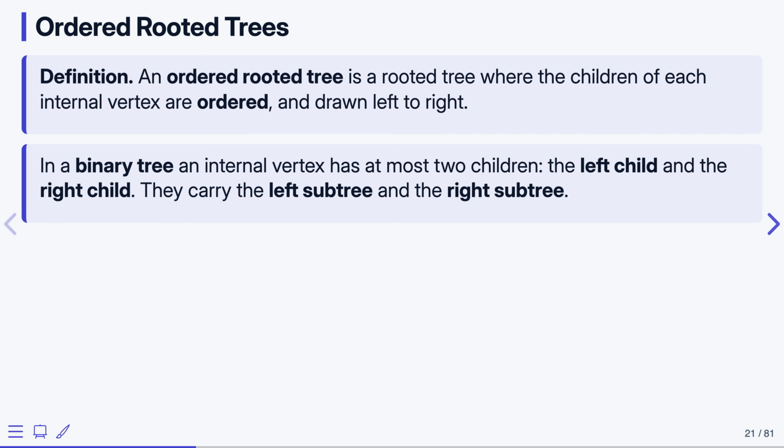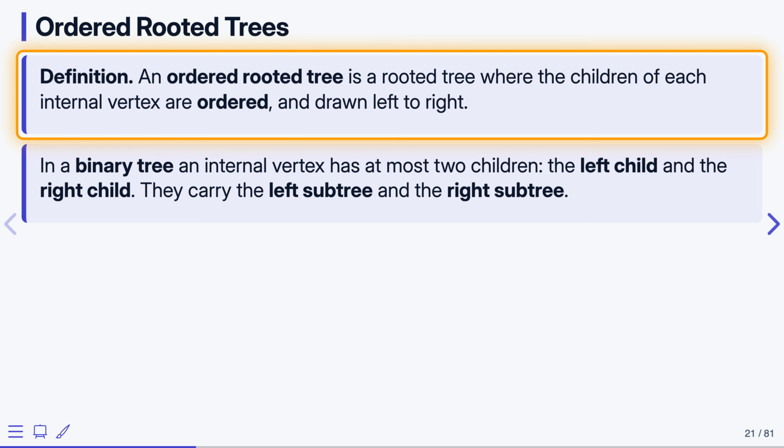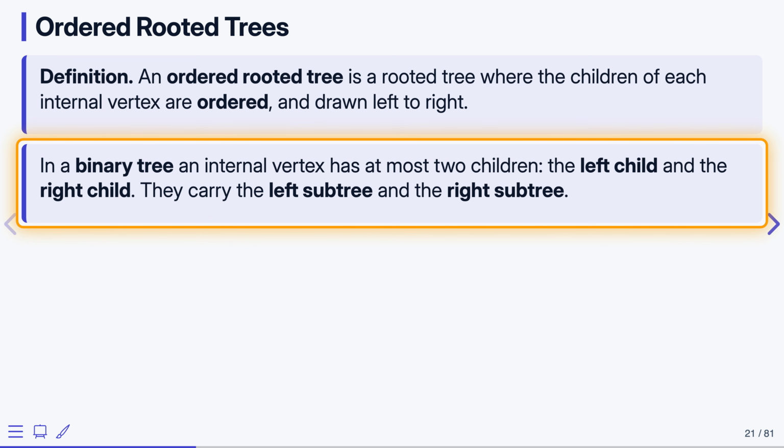So far, the order of the children did not matter. Now it will. An ordered rooted tree is a rooted tree in which the children of each dot are lined up in a fixed order. We draw them left to right, and that drawing is part of the information. The most common ordered tree is the binary tree. Each internal dot has at most 2 children. We call them the left child and the right child. The little tree hanging under the left child is the left subtree. The one under the right child is the right subtree.